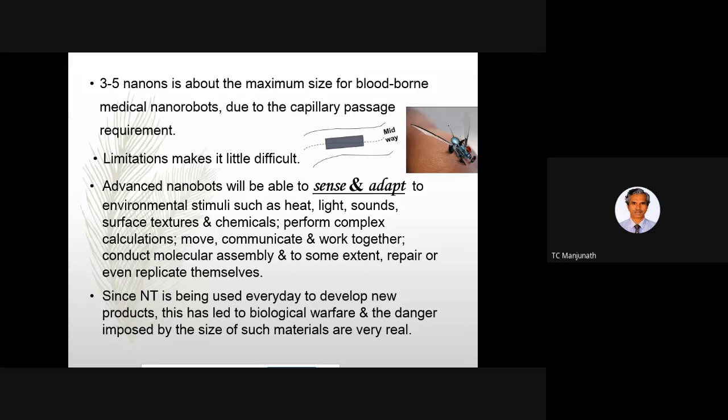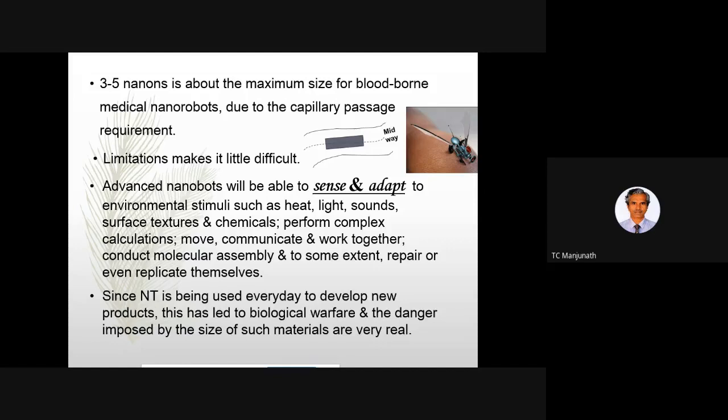So advanced nanorobots will be able to sense and adapt to environmental stimuli, be intelligent, and even replicate themselves. Since nanotechnology is being used every day to develop new products, this has led us to biological warfare. That biological warfare is nothing but the identity of the corona, and the danger imposed by the size of such materials is very, very real. See, a small virus, a biologic; that's what China has done. They have generated this biological tool and are trying to destroy the world.